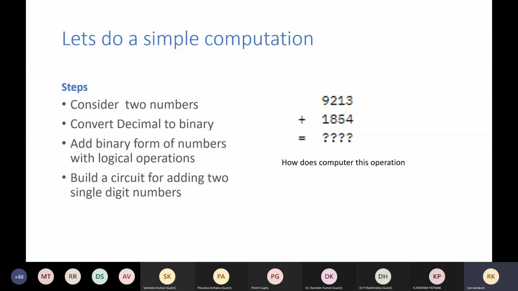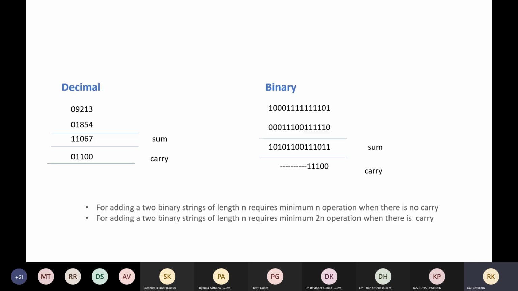How do you convert a computation back to a circuit? That's where we started, and from here we could explain complexity theory: how many iterations or operations you perform to execute one set of computation of adding two numbers. Then we took this example of adding 9213 and 1854, each a string of length 5. If you add 3 plus 4, 7; 1 plus 5 is 6; 2 plus 8, and so on. If there is a carry, then you need to perform two operations instead of one. That's why we said adding two binary strings of length n requires a minimum of n operations when there is no carry.